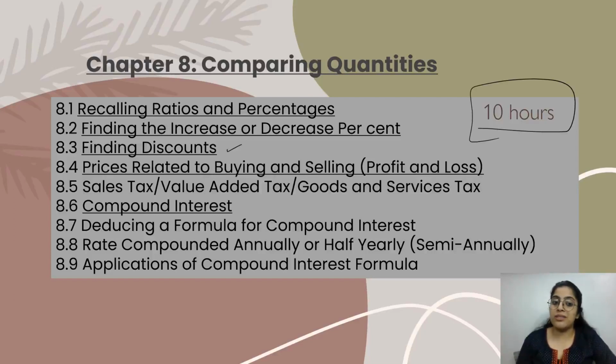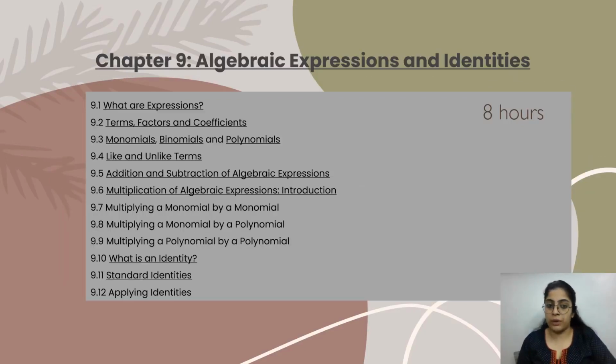Why? We will do discount, profit and loss, VAT, GST, and deducting compound interest. We are having compound interest over here, simple interest over here. So that's why we are using chapter number 8 as comparing quantities, and I will use 10 hours for this particular chapter.